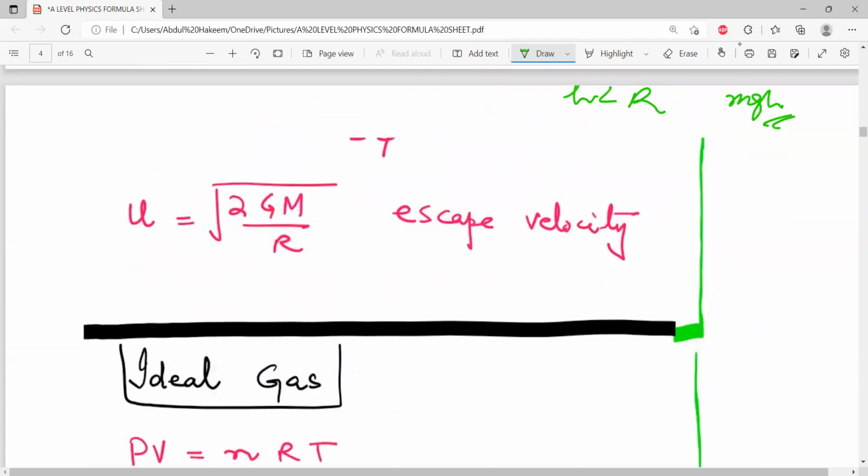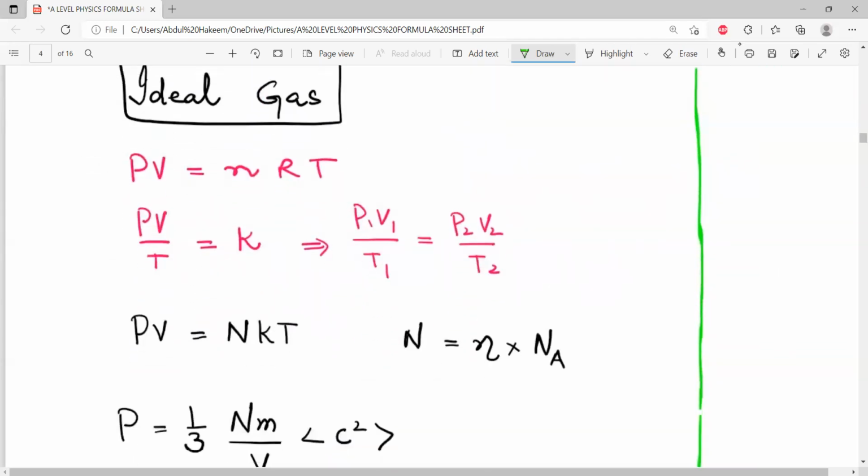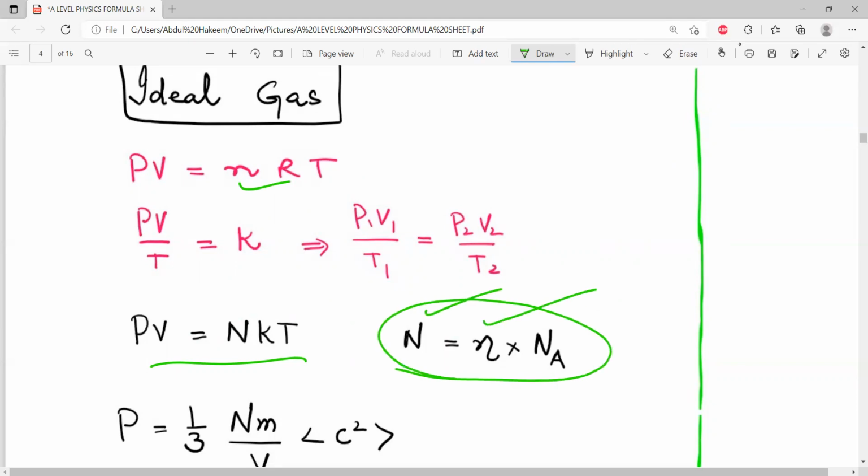Now this escape velocity is the square root of 2GM over r, where r is the radius, meaning the distance of the surface from the center. This is escape velocity. And the next is the ideal gas formula: P V is equal to nRT, or P V is equal to NkT. Small n is the number of moles, capital N is the number of particles. And this is the relation between the number of moles and the number of particles. Then PV over T is equal to constant.